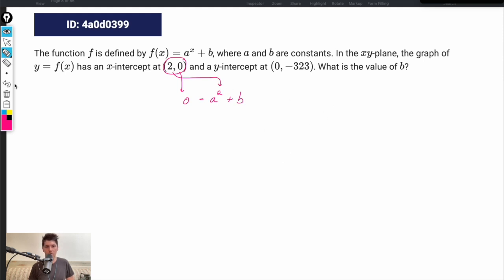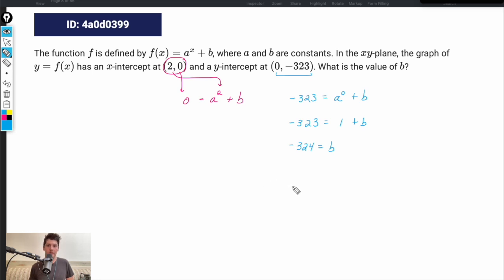The other thing I know, and I'll do it in a different color, is I can apply these values to the equation. So I can say there's a y value of negative 323 when a to the power of our x value of 0 plus b. And what this represents is a system of equations, right? This is the one that we can actually attack first because anything to the power of 0 is 1. So now I can tell you that negative 323 equals 1 plus b. I can subtract the 1 and get negative 324 equals b.